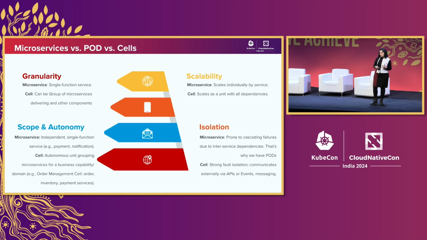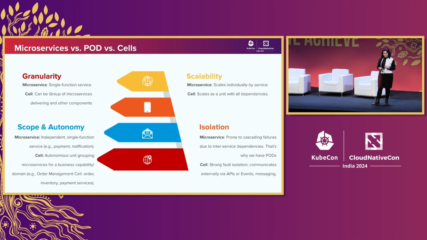And the 4th thing is isolation. Now this is very important, because if we are not successfully separating out these cells, we are not doing the right job. So microservices are prone to cascading failures due to inter-service dependency. That's why we have pods. Why did we create these pods at all? Because of creating this separation. So that's why containerization, pods, and Kubernetes, the whole world is here. Whereas cells do strong fault isolation, with communication externally via APIs, events or messaging. So that's the pattern we use.